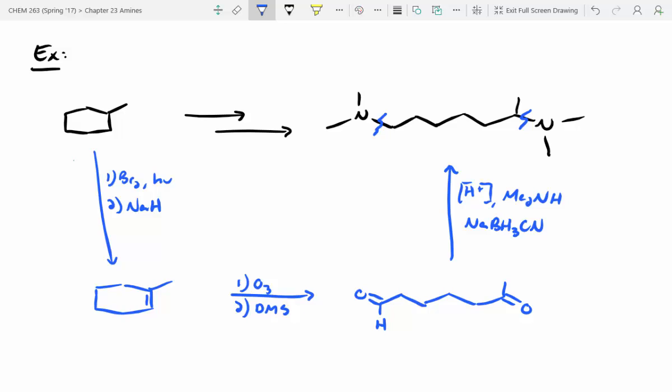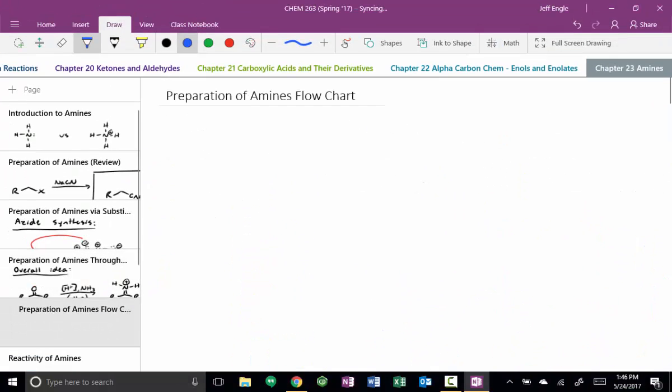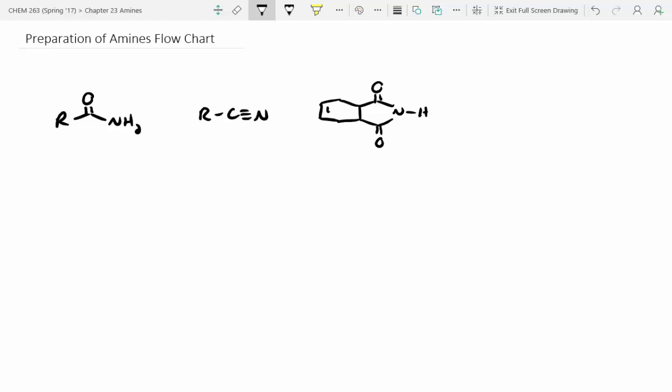Does that make sense? Okay, so let's do a little bit of a flow chart. I like to make an amine flow chart every time I teach this chapter. We know we can go from amides to amines. We know we can go from nitriles to amines. We know that we can do the Gabriel synthesis and make amines. We can also use NaN3, or we can use ammonia.